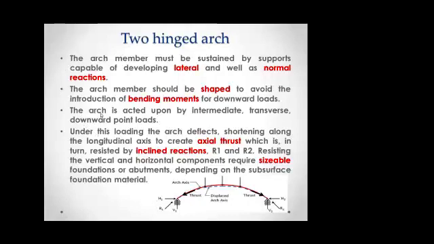Here the arch is acted upon by intermediate transverse downward point loads. Under these loadings, the arch deflects and shortens along the longitudinal axis to create axial thrust, which is in turn resisted by the inclined reactions R1 and R2. Resisting vertical and horizontal components requires a sizable foundation or abutment. Depending upon the subsurface foundation material, you can construct the abutment and decide how much reaction will be resisted at the support. So that is the basic idea of the 2-hinged arch. All these bridges follow the 2-hinged arch action.